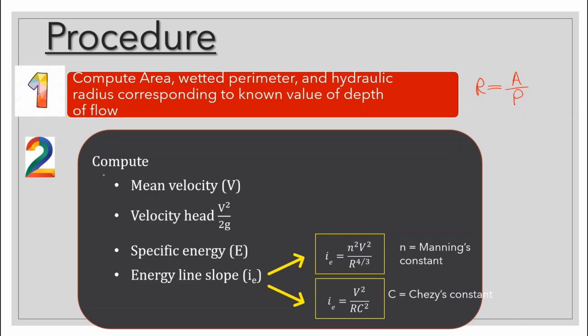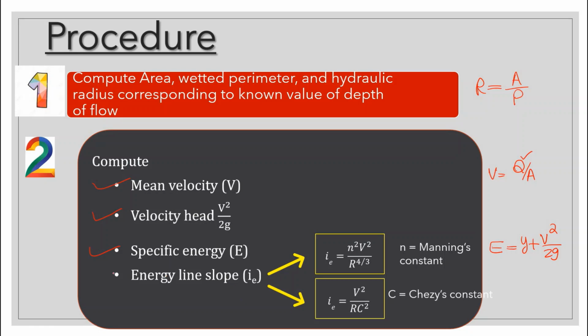Next, calculate the mean velocity. V is equal to discharge divided by area. Discharge will be given. Knowing V, we can calculate the velocity head, that is V square by 2g. Then we can calculate specific energy with the equation E is equal to Y plus V square by 2g. So we have calculated mean velocity, velocity head and specific energy.